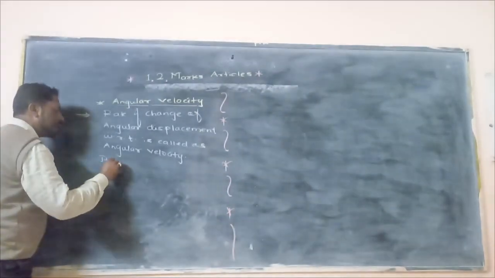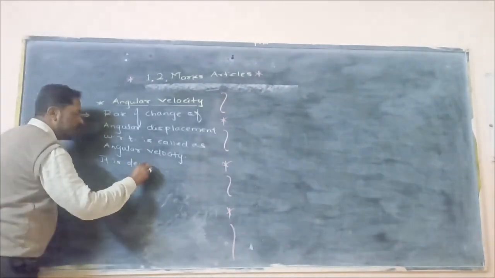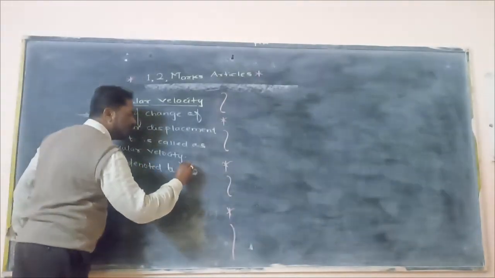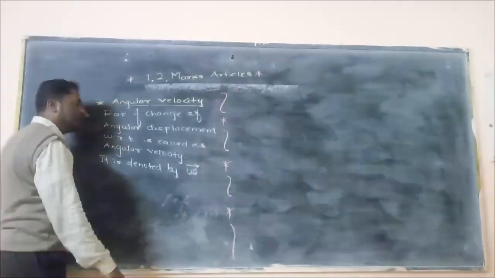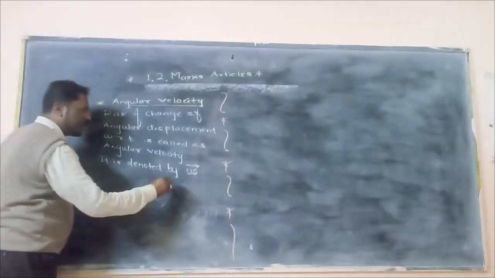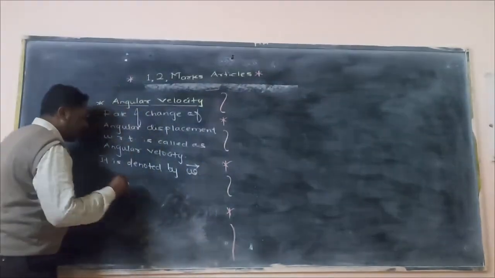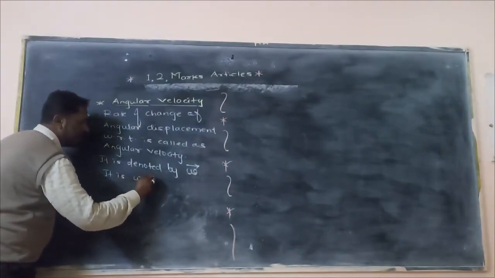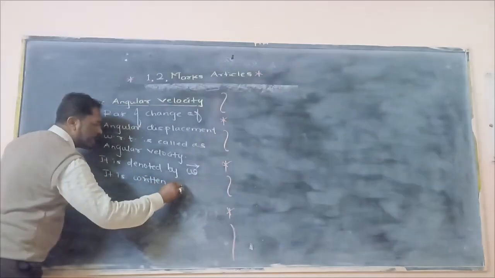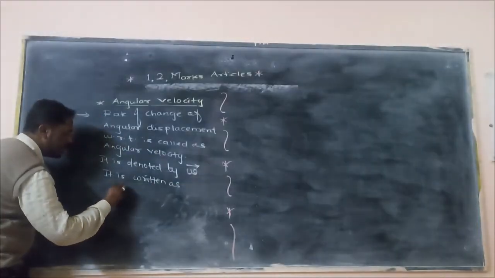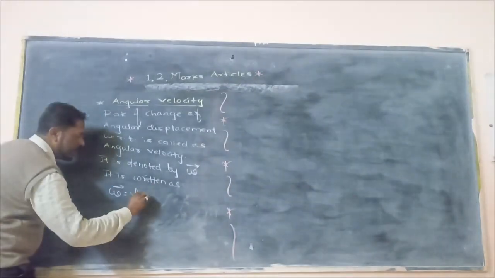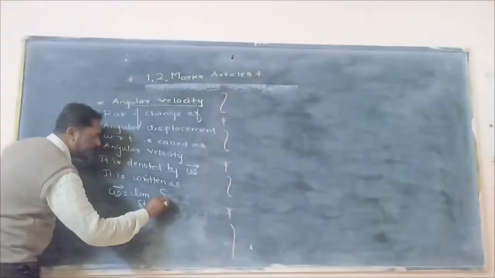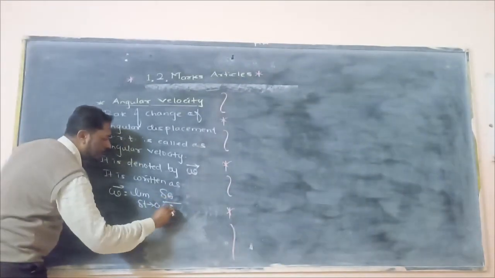It is denoted by omega. Okay, it is denoted by omega. It is written as omega equals the limit as delta t tends to 0 of delta theta upon delta t.